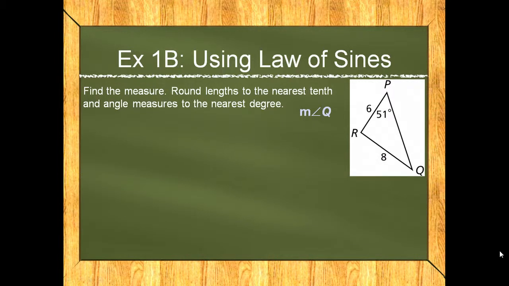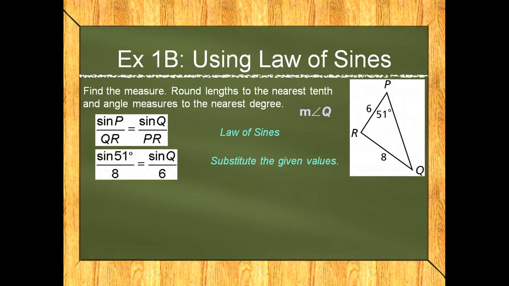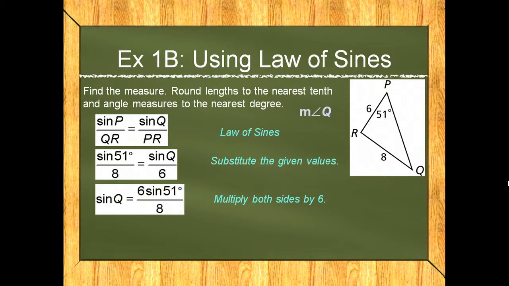Let's look at another one. This time we're looking for the measure of an angle. So using the law of sines, the sine of angle P over QR equals the sine of Q over PR. If we substitute in the values we were given, we have the sine of 51 degrees over 8 is equal to the sine of Q over 6. If we multiply both sides by 6 so that we can isolate Q, we have the sine of Q equals 6 times the sine of 51 degrees over 8.